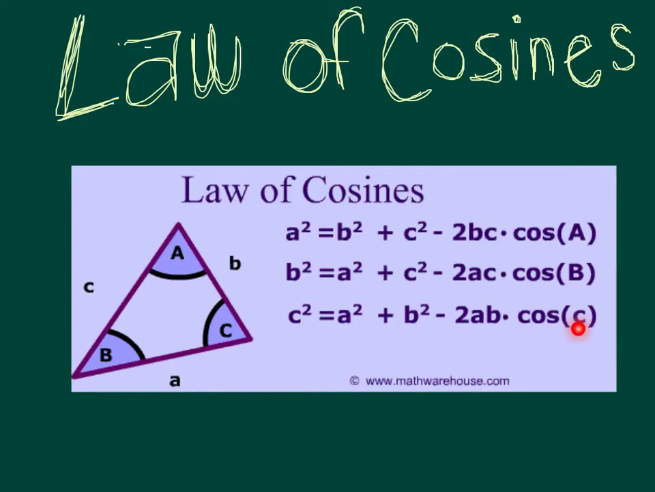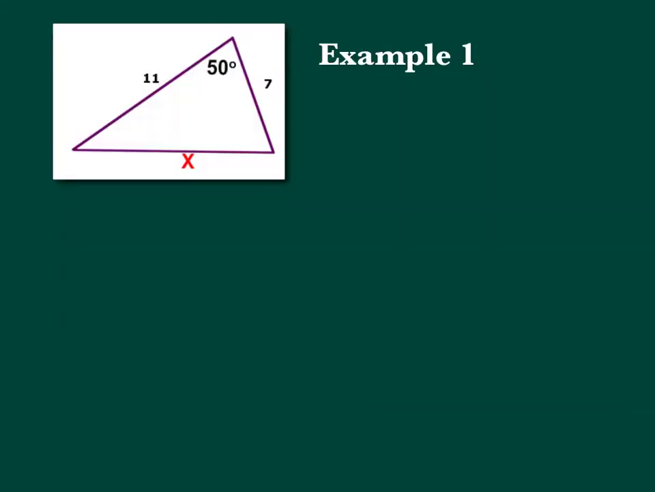So let's look at a first example. Here you'll see that we know two sides of this triangle and one angle, and we are looking for the third side. Again, it's not a right triangle, so we can't use SOHCAHTOA. We also can't use the law of sines because we're not in a side-side-angle situation or an angle-angle-side situation. We're actually in a side-angle-side. So we're going to need to use the law of cosines.